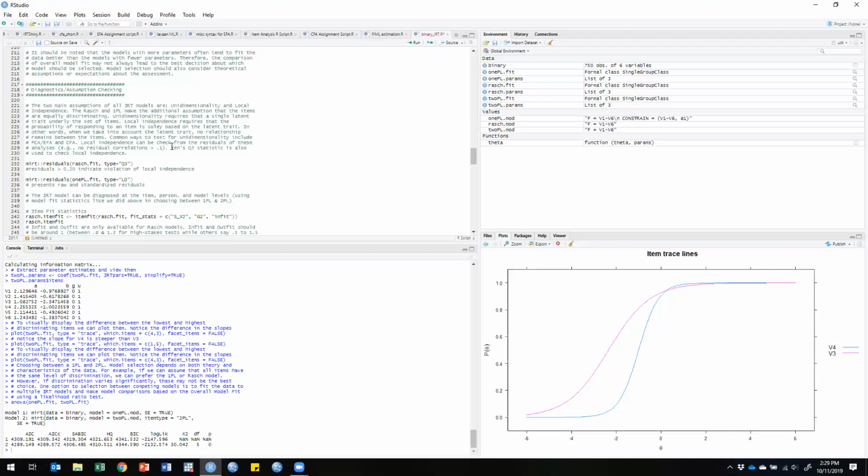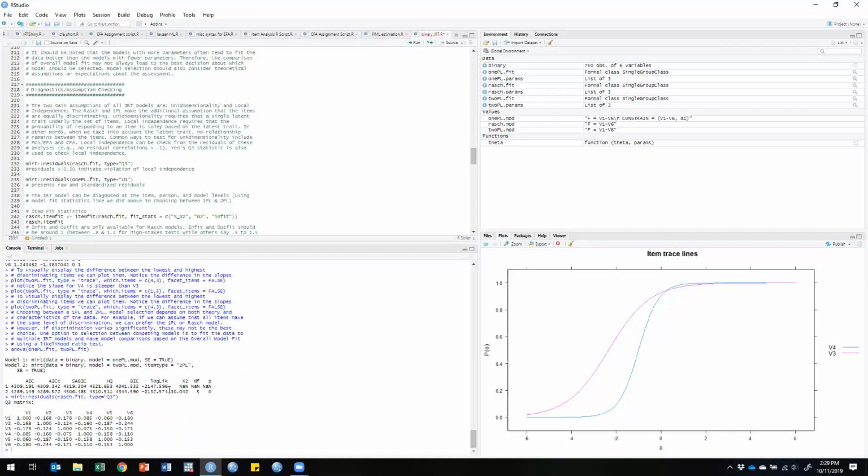The mirt package has what they call Yen's Q3 statistic that's used to check for local independence. Here it's giving you a correlation matrix, which is like our residual matrix. The general rule of thumb I've seen is we want these residual correlations to be less than 0.2. So we would look in here. Here's a residual correlation greater than 0.2.